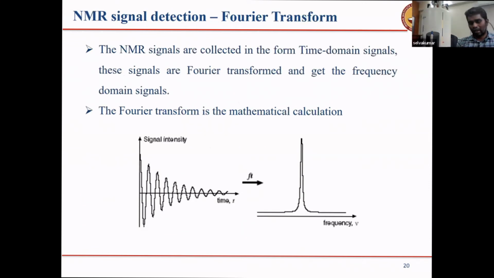Okay. Once we get the FID signal, the free induction decay signal, if we Fourier transform it, then we'll get the NMR signals. The NMR signals are collected in the form of time domain signals. These signals are Fourier transformed to get the frequency domain signals. The Fourier transform is a mathematical calculation.